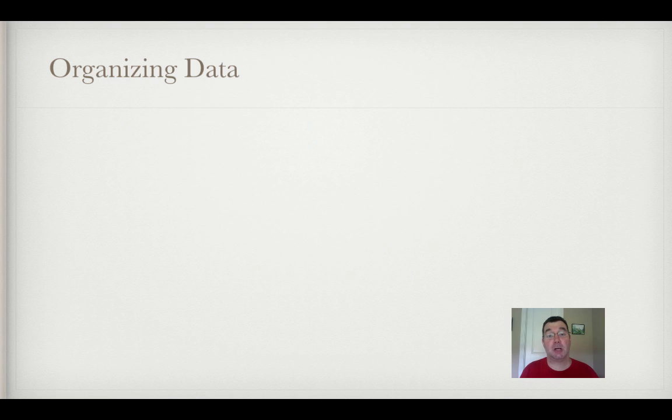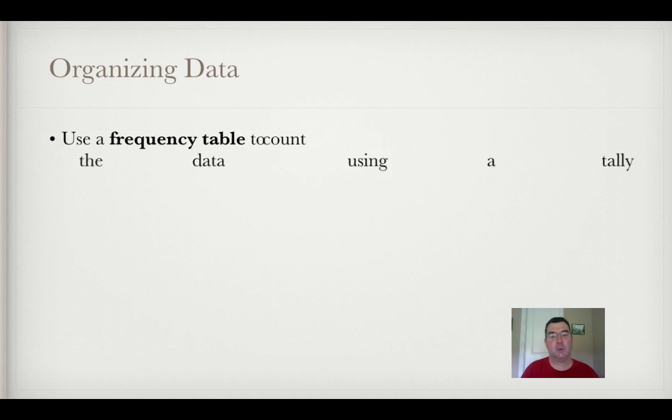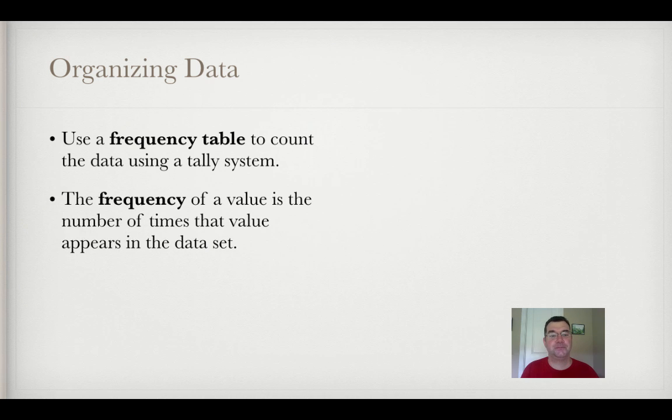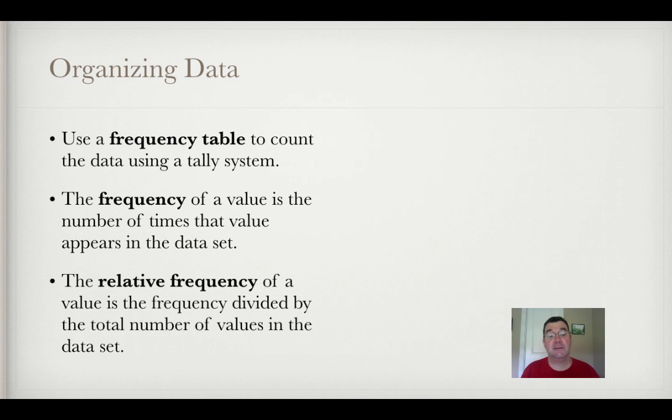We are going to talk about organizing the data first, and what we'll be using is a frequency table, using tallies to record how frequently each data value appears in the set of data. And the frequency for each value is just how many times it appears in the data set, and then the relative frequency is how often it appears out of the total number of values that are in the data set.